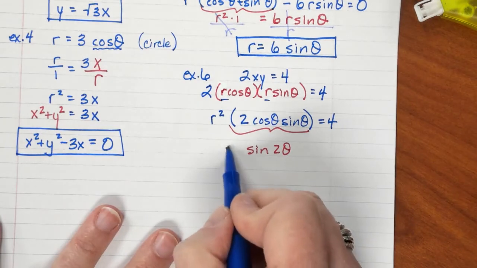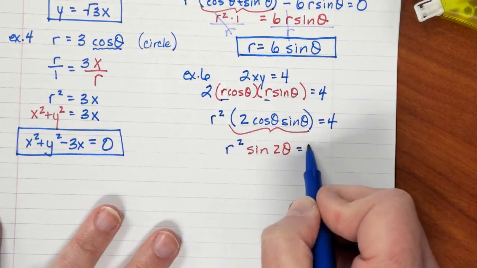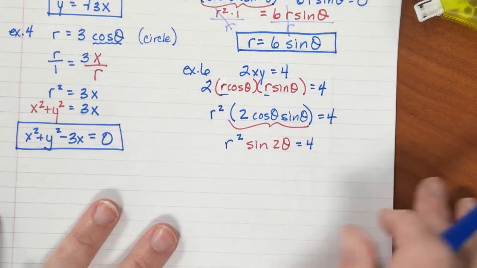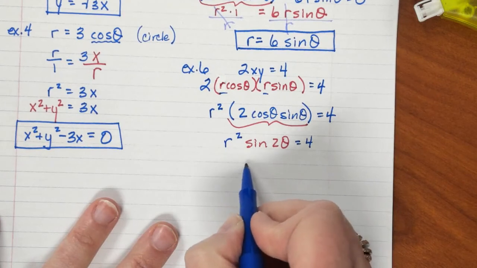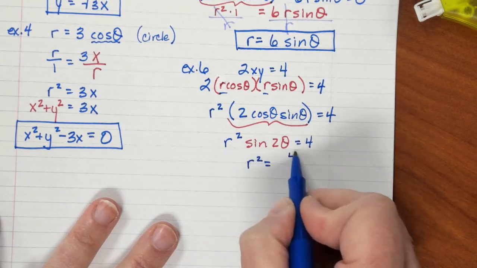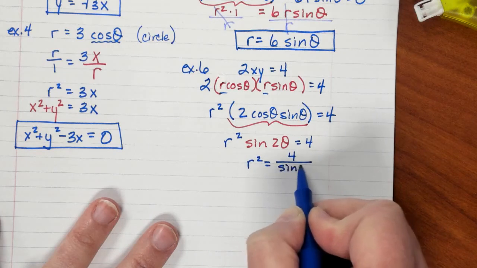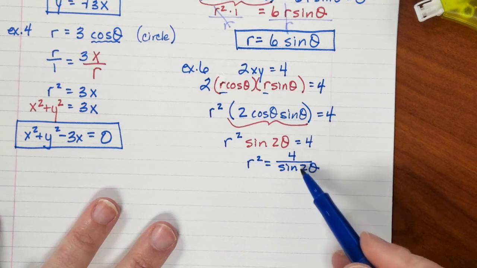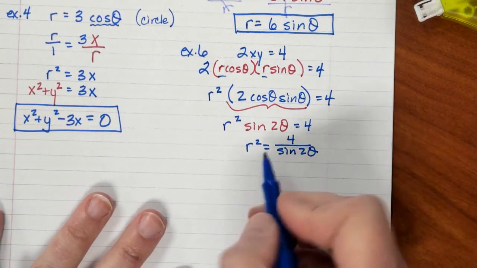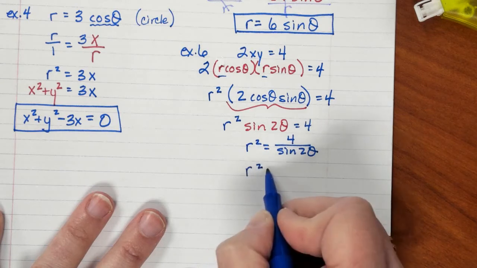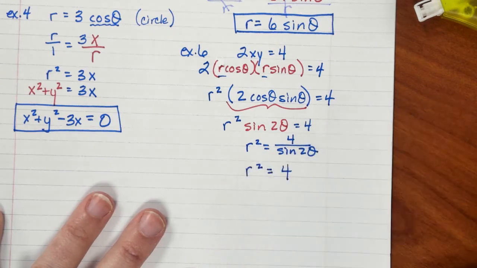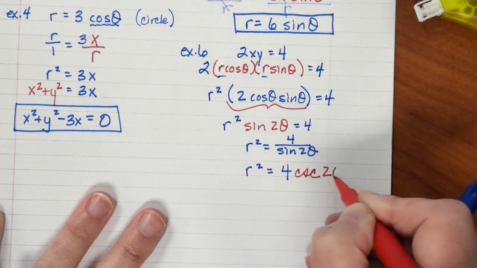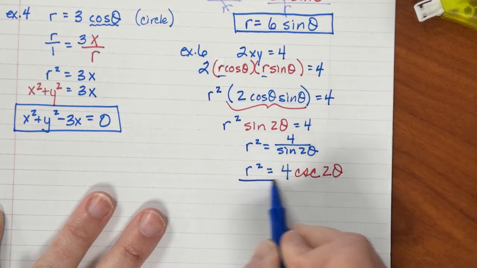Now look at what we've got. Oh, we are so close. All right, equals 4. So now I can divide both sides by sine 2 theta, and I have r squared equals 4 over sine of 2 theta. But sine of 2 theta in the denominator like that, remember that's a reciprocal function, so I've got r squared equals 4, we don't want to leave anything down there in the denominator, cosecant of 2 theta. That is your answer.